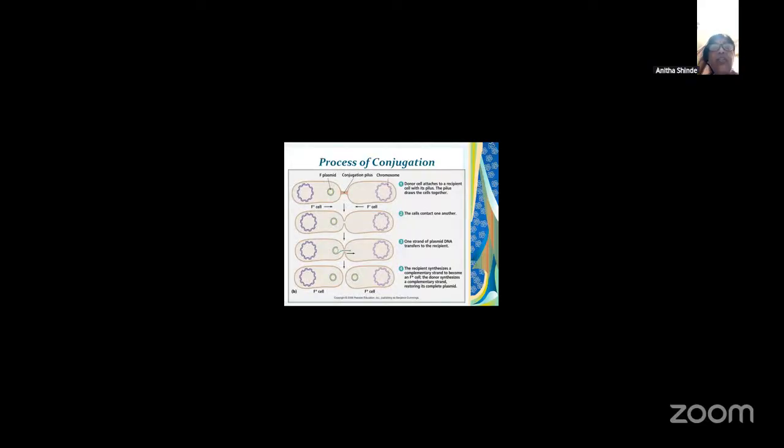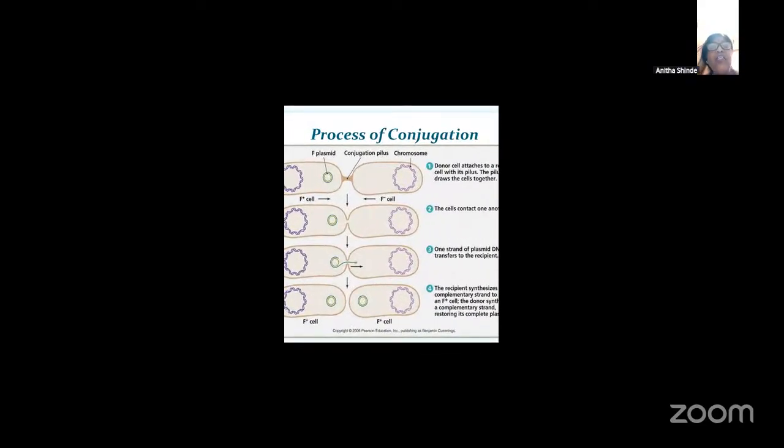So they transfer one strand of the F factor into the recipient cell. Once the transfer of the F factor is completed, it will yield 2 F plus factor bacteria. It will yield how many? 2 F plus factor bacteria. This is how the process of conjugation will take place.